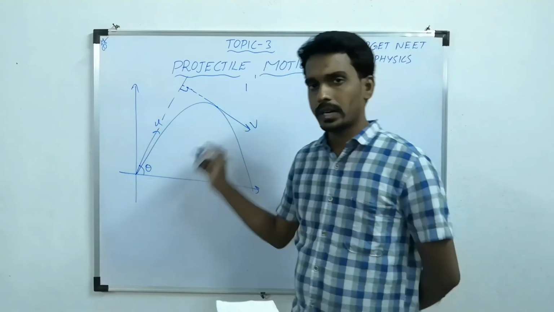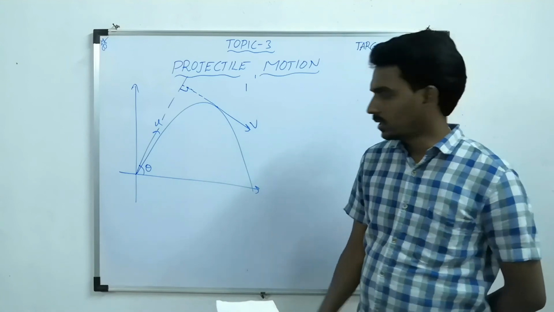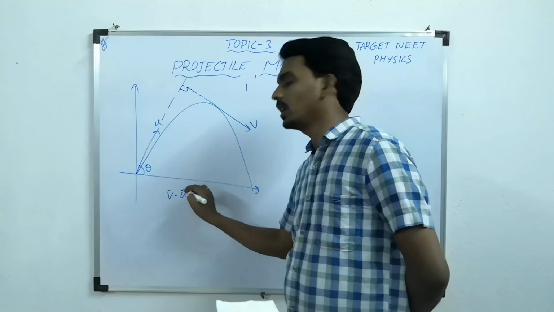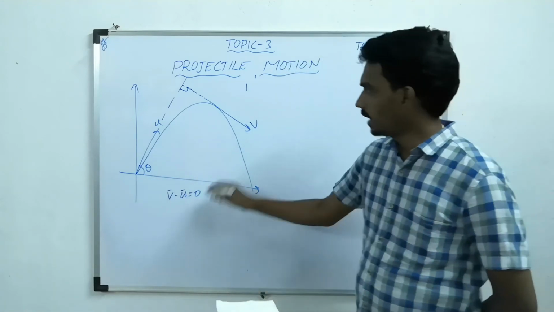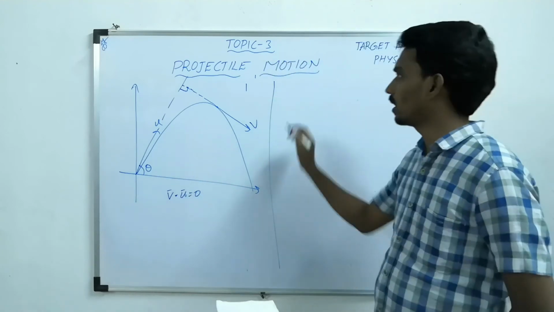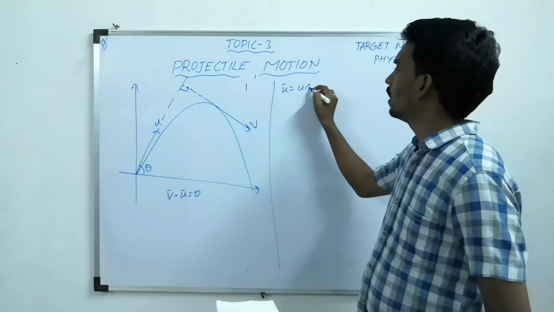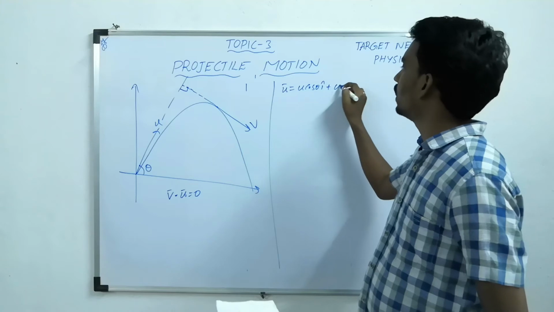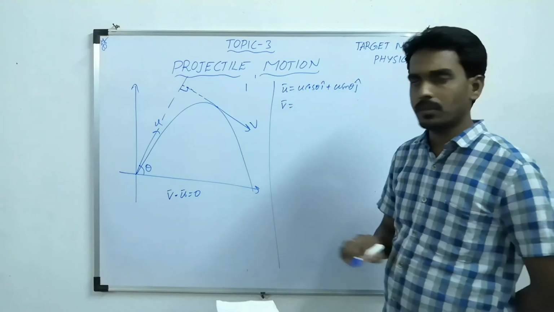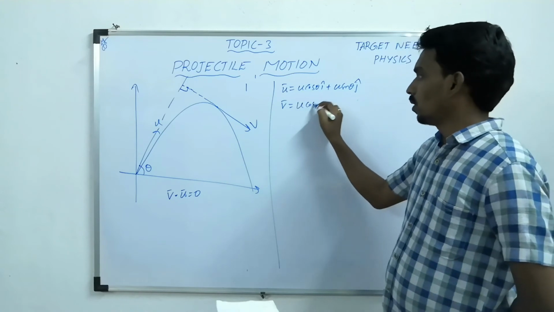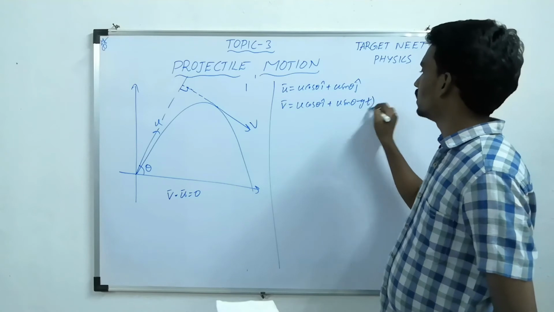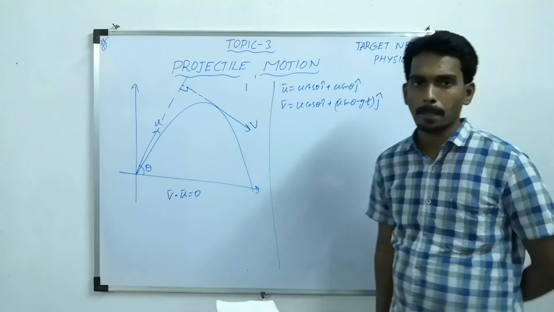If two vectors are perpendicular, then what is the condition from mathematics? Their dot product must be 0. And just now we have taken the initial velocity and the final velocity. What is the initial velocity? U cos theta i cap plus u sin theta j cap. What is the velocity after some time? U cos theta i cap plus u sin theta minus gt j cap.